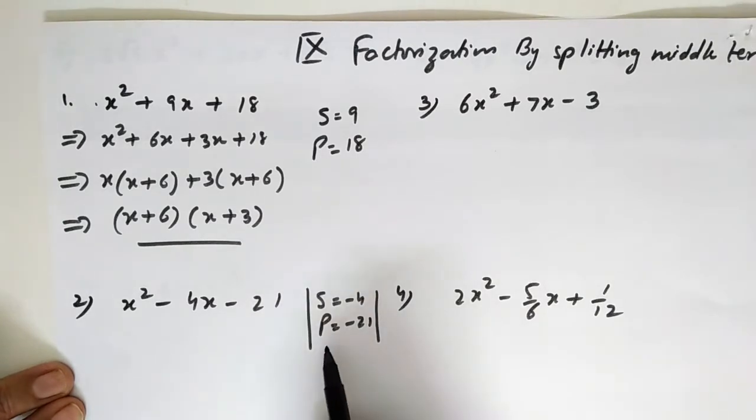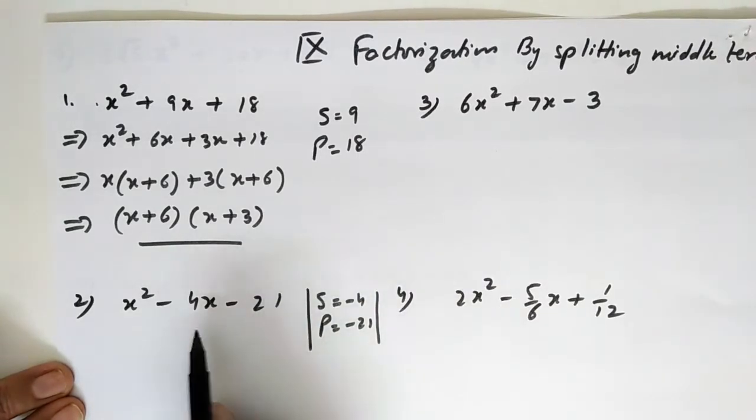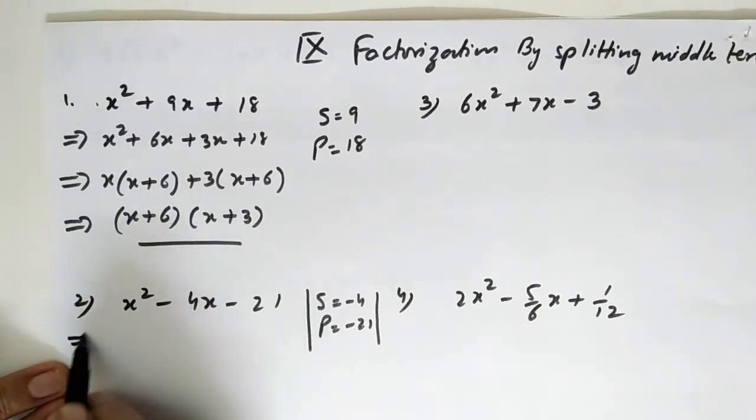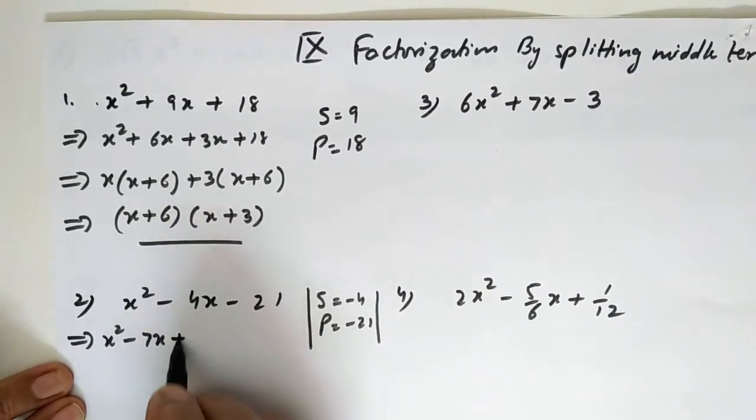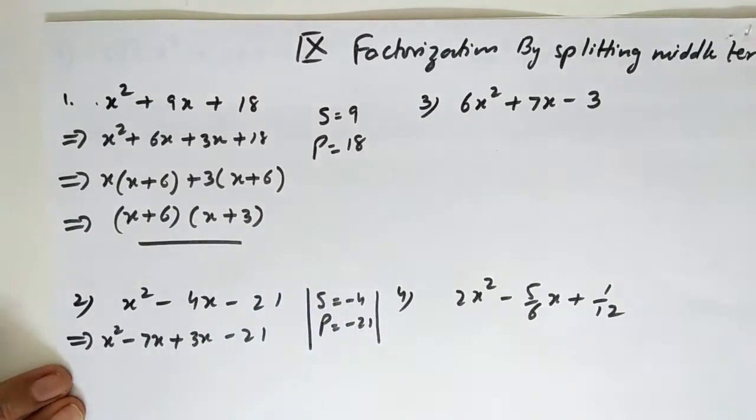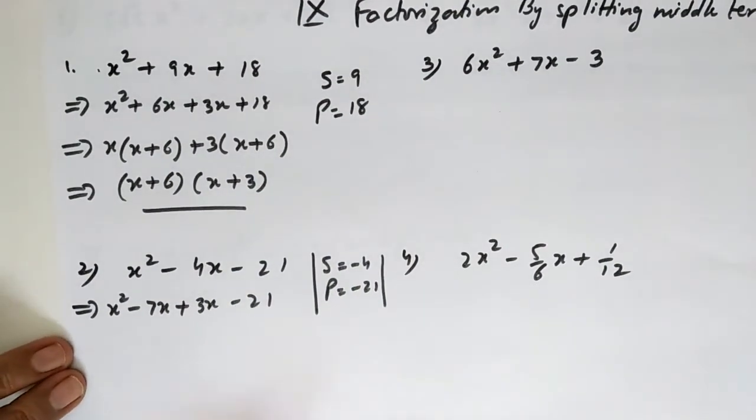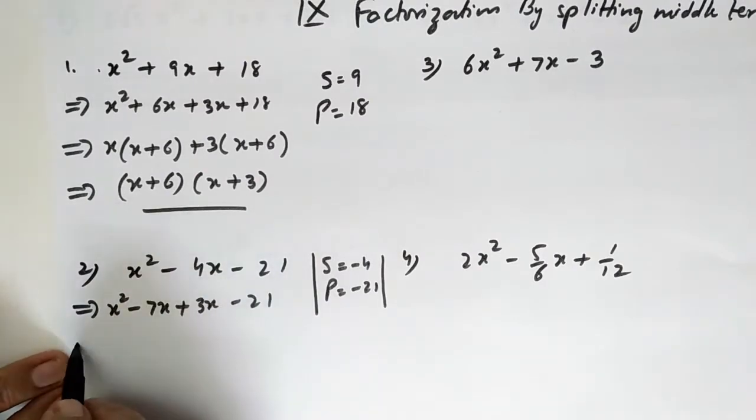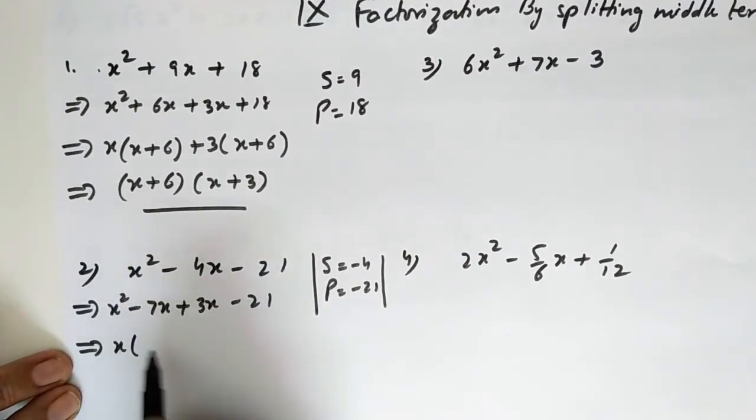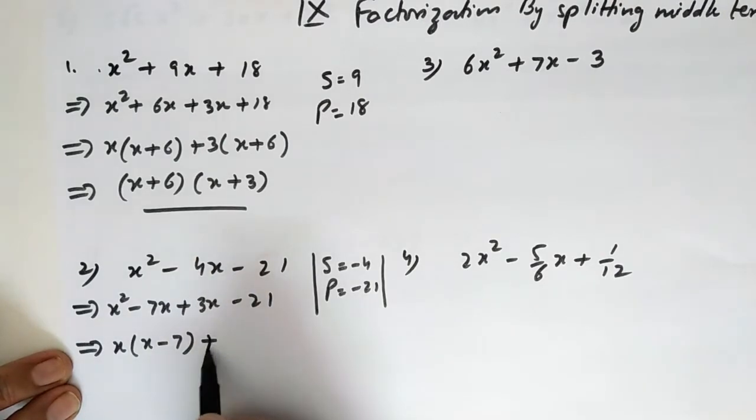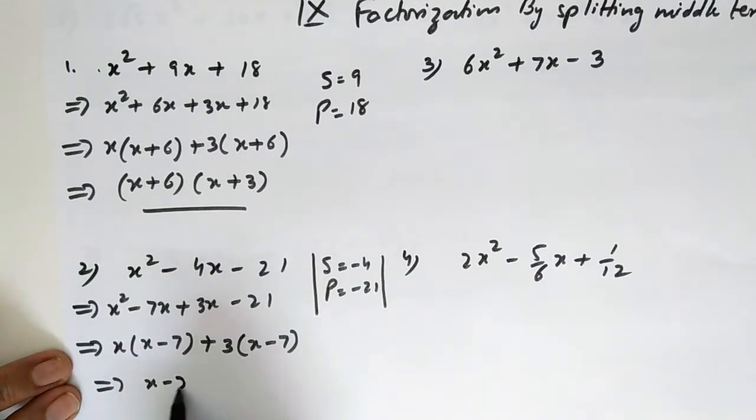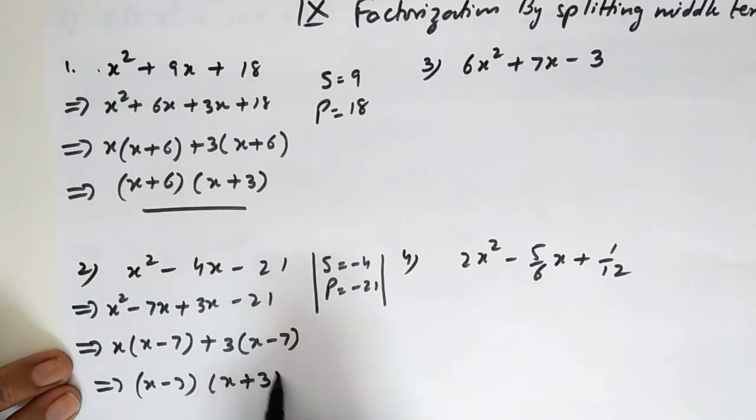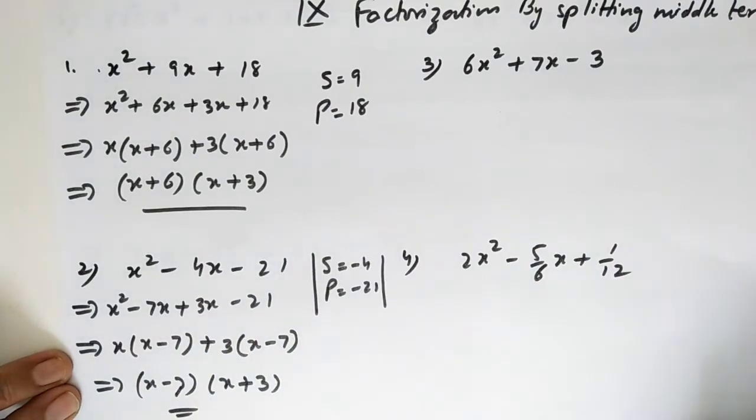Now 7 and 3 are done. The sign of the larger term will be negative because we want minus 4x. So you can write this as x square minus 7x plus 3x minus 21. The minus 4 has been split into minus 7 and plus 3. Again taking x common from the first two terms, x minus 7, plus 3, again it is x minus 7, so x minus 7 and x plus 3. These are the two factors of the given quadratic.